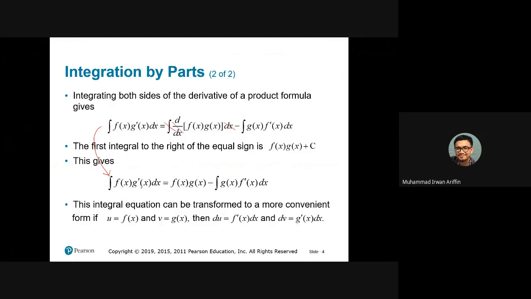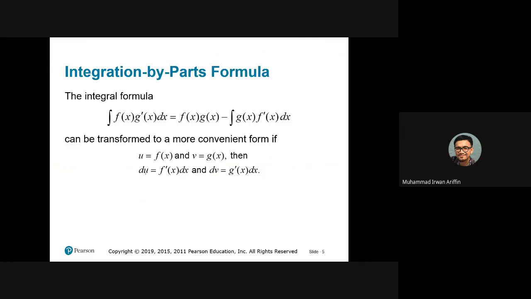This integral equation can be transformed to a more convenient form. We can make it simpler if we redefine some of the terms here: let f of x be u and g of x be v. So du equals f prime x dx, and dv equals g prime x dx. So we rewrite what we got earlier after integrating both sides of the product formula: f of x would be u, and g would be v.